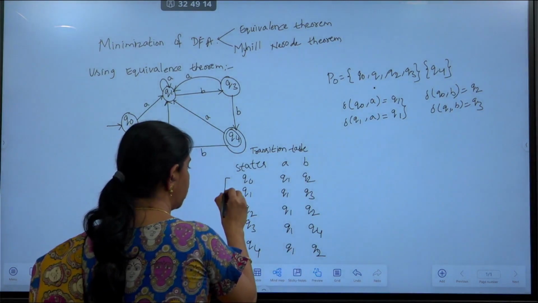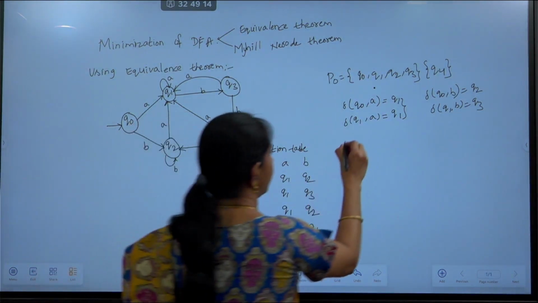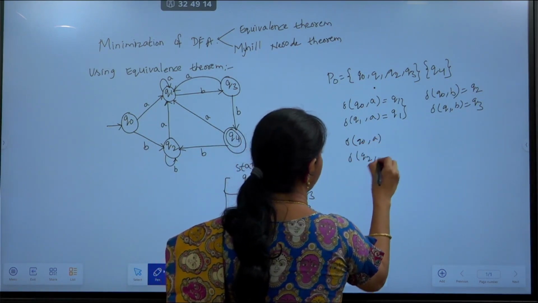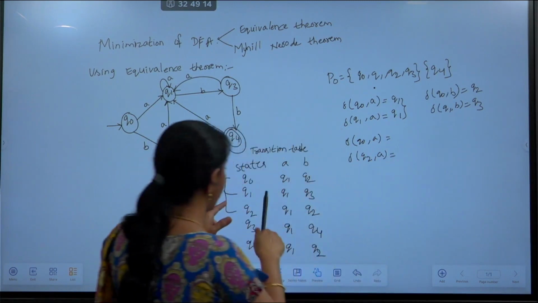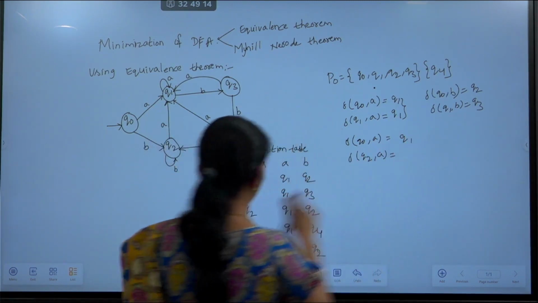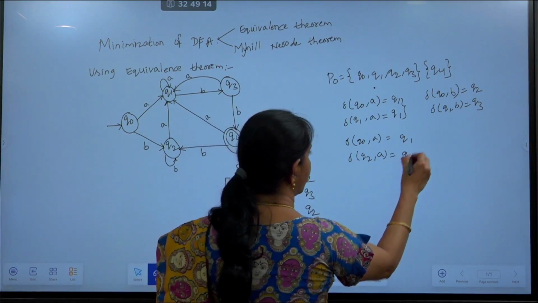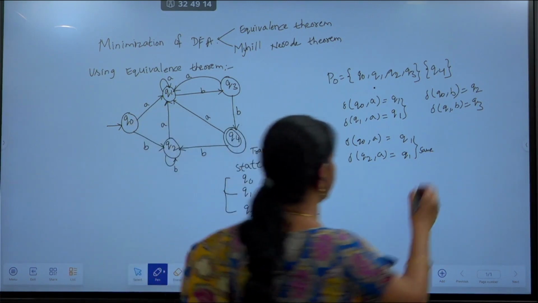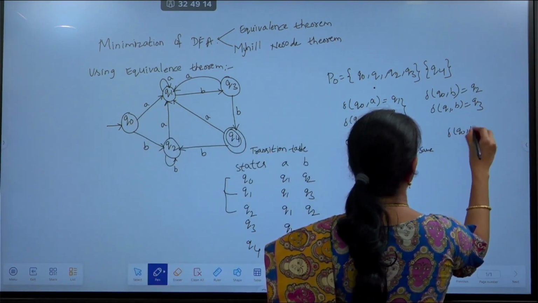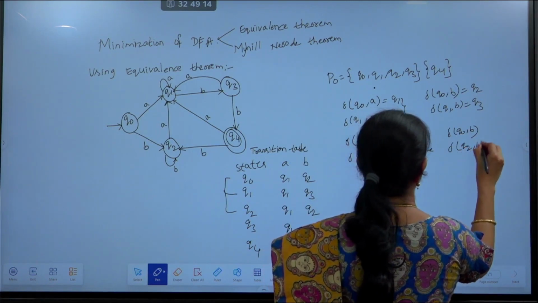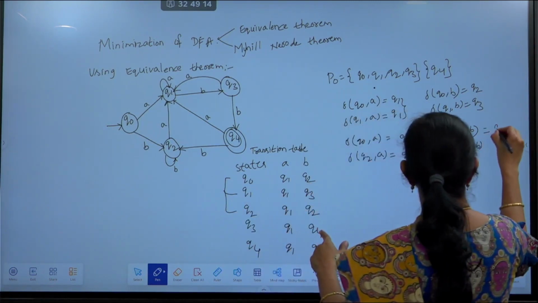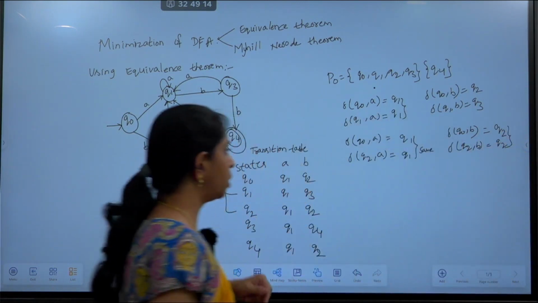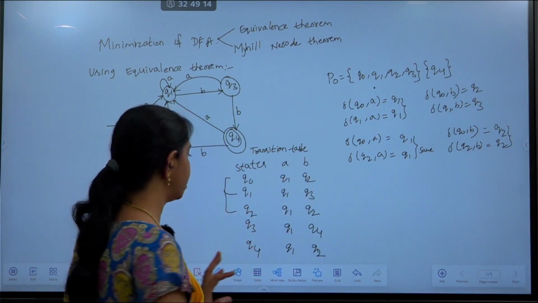Now check Q0 and Q2. Delta of Q0 comma A, delta of Q2 comma A. Delta of Q0 comma A is Q1. Delta of Q2 comma A is also Q1. Both are in the same state. Next check the input alphabet B. Delta of Q0 comma B, delta of Q2 comma B. Delta of Q0 comma B is Q2. Delta of Q2 comma B is also Q2, both are in the same state. That means Q0, Q2 are also in the same state.